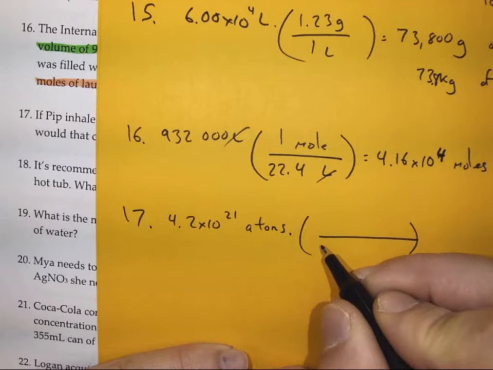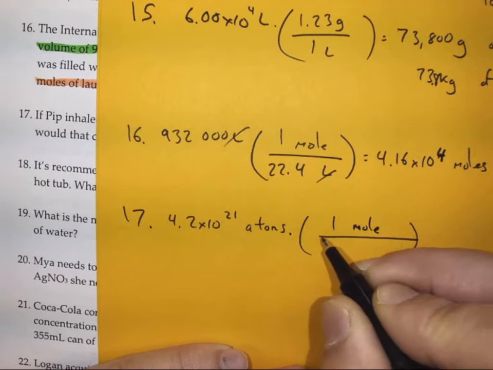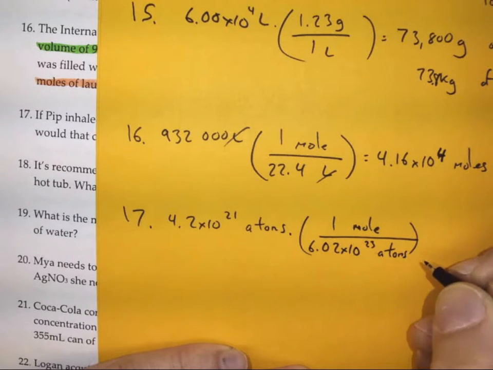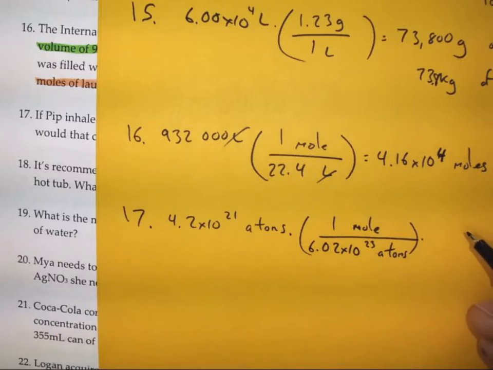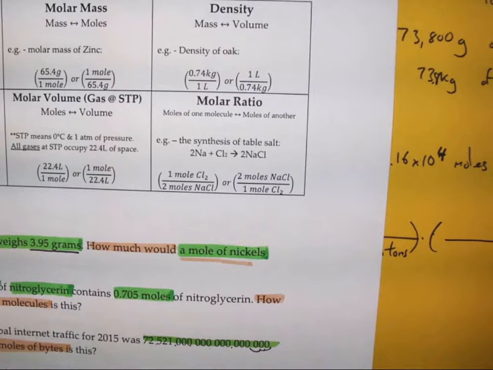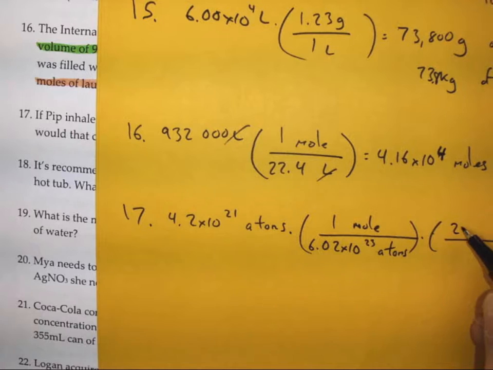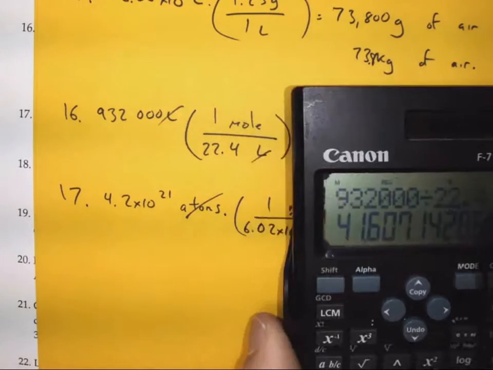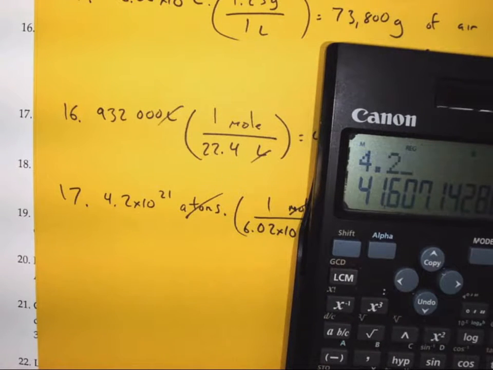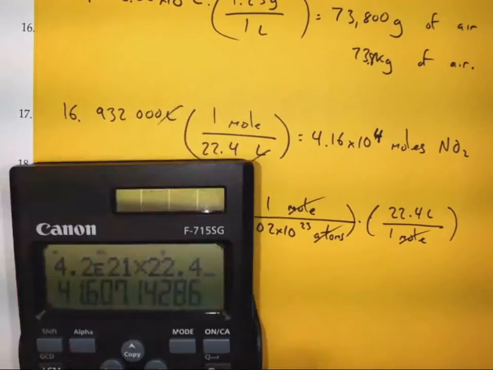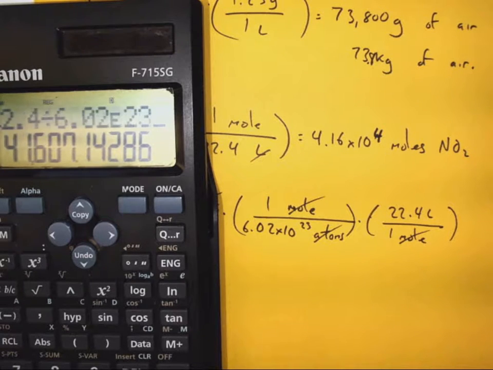So if I want to turn that into 1 mole, how many atoms are in a mole? There's 6.02 times 10 to the 23 atoms in a mole of atoms of helium or of anything else. And then maybe I can convert moles directly into liters, because we have a gas at standard temperature and pressure. So I'll have 22.4 liters for every 1 mole of helium. Moles cancel out, atoms cancel out, and I can just punch it into a calculator: 4.2 times 10 to the 21 times 22.4 divided by 6.02 times 10 to the 23.